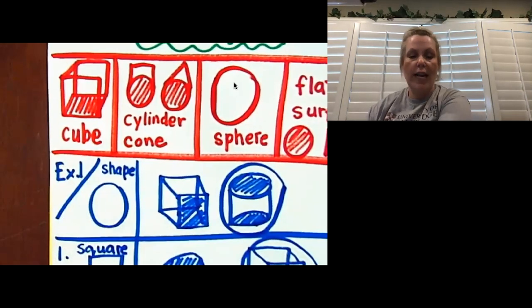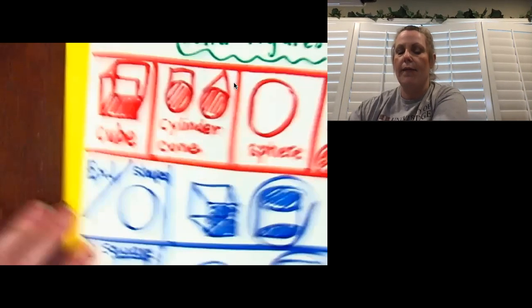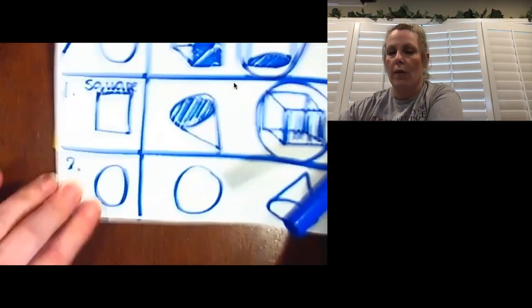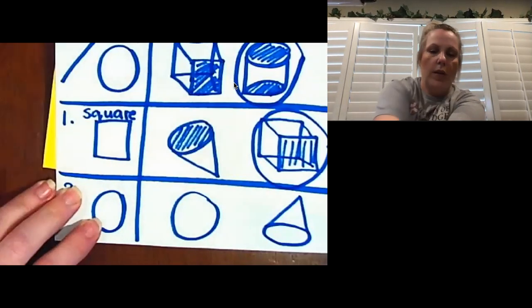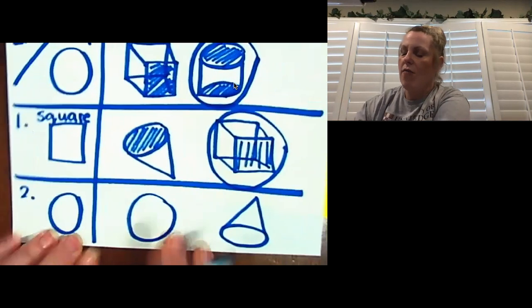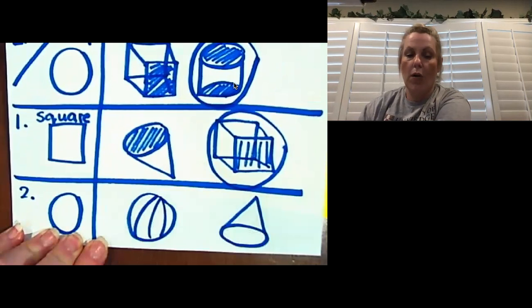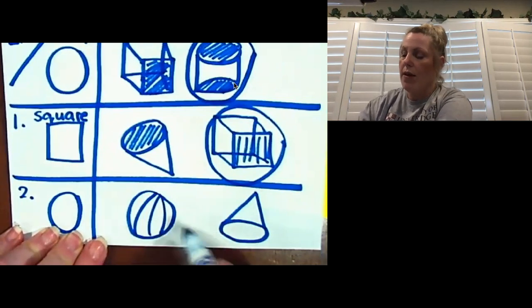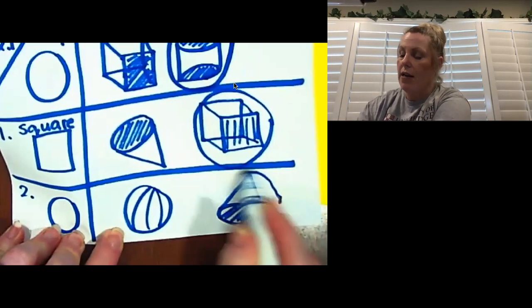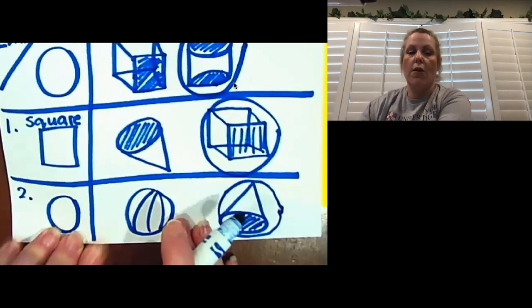Now we're looking at circles again, but now this is a sphere, a ball. Even though you would think it has a circle, it doesn't. We cannot make a circle around it. So it wouldn't be this one. On the bottom of the cone, we were able to trace it, right? So it's going to be the cone.